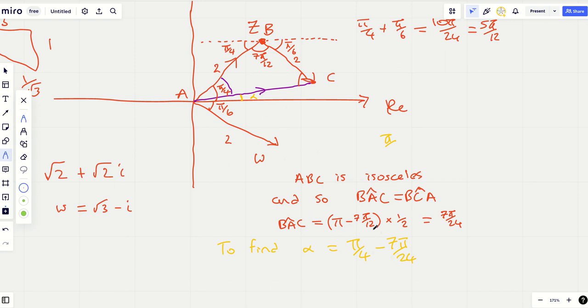So we'll just correct it. Pi minus 7 pi over 12 is going to be 5 pi over 12. Half of it is 5 pi over 24. So the 7s and 5s are symmetric here in this sense, and so they will switch round. So that's 5 pi over 24. So we're actually going to be doing pi over 4 minus 5 pi over 24.